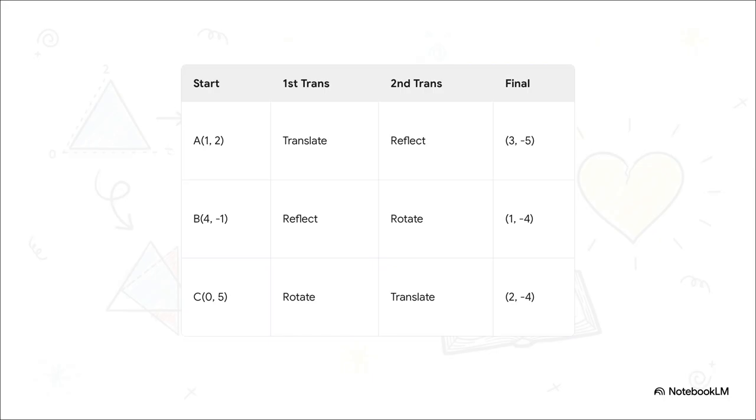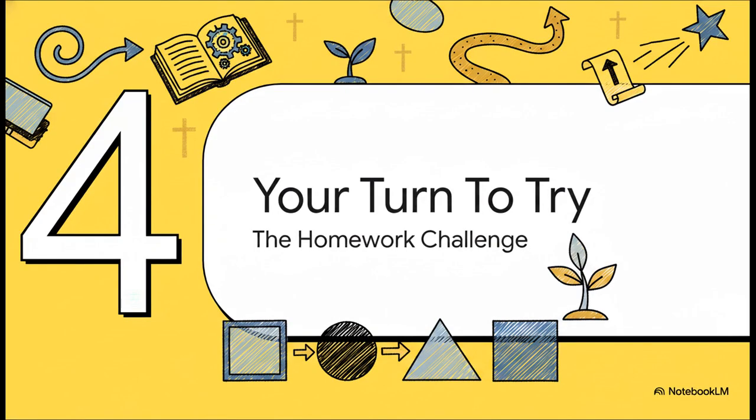The second move is a translation by x plus 2, y plus 1. Add 2 to 0, you get 2. Add 1 to -5, you get -4. So the final destination is 2, -4. You see the pattern here? Follow the first rule to get your intermediate point, then apply the second rule to that exact new point to get your final answer.